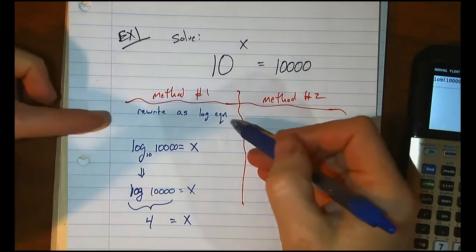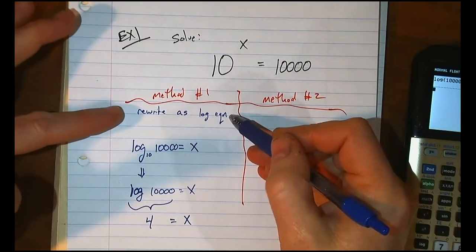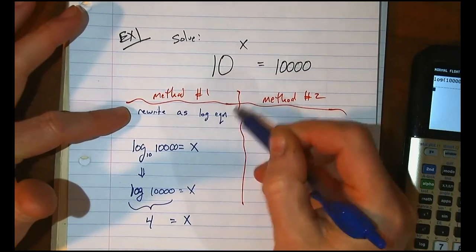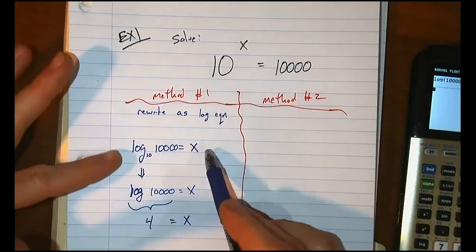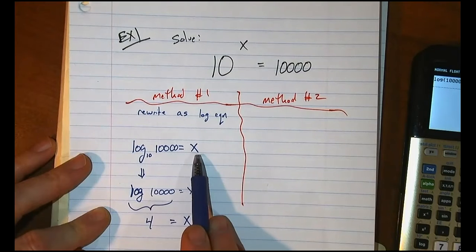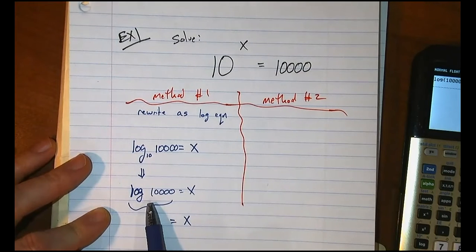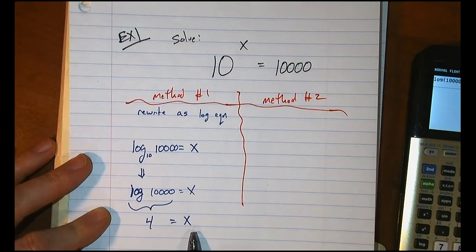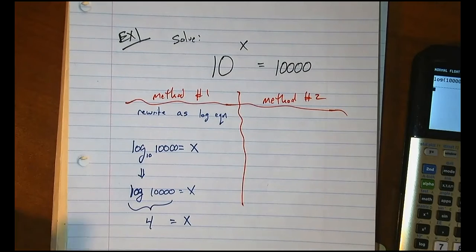So that's one method, based on what we learned to do in a previous video, taking an exponential function and rewriting it as a logarithm. Once I write it as a logarithm, that gets the x all by itself. And now I just type this into my calculator to get my final answer. So that's method number one.